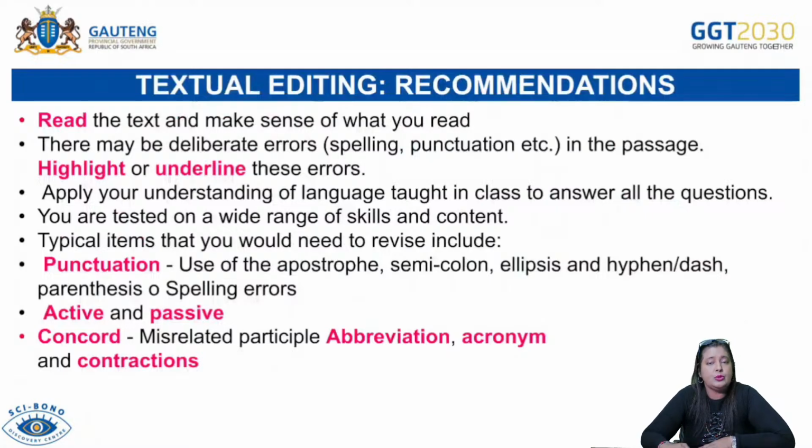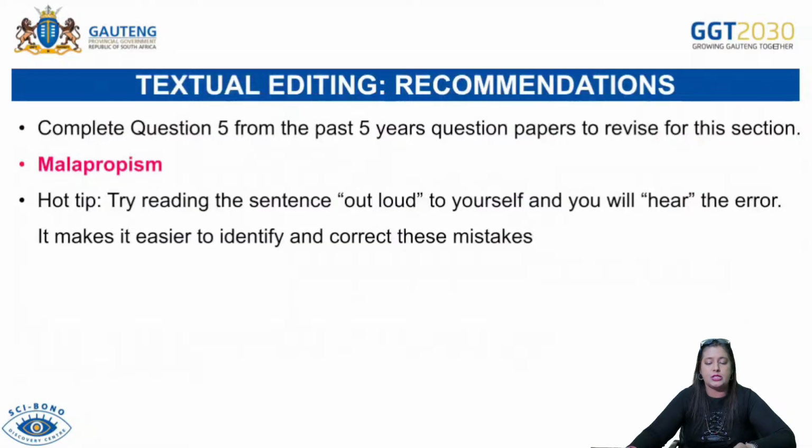Typical items that you would need to revise are the following: punctuation, the use of apostrophe, the semicolon, the ellipsis, the dash, active and passive speech, concord, misrelated participle, abbreviation, acronym, contractions. Look at malapropism, for example. Hot tip for you here is try reading the sentence out loud to yourself and you will hear the error with regards to malapropism. It makes it easier to identify and correct the mistakes then.